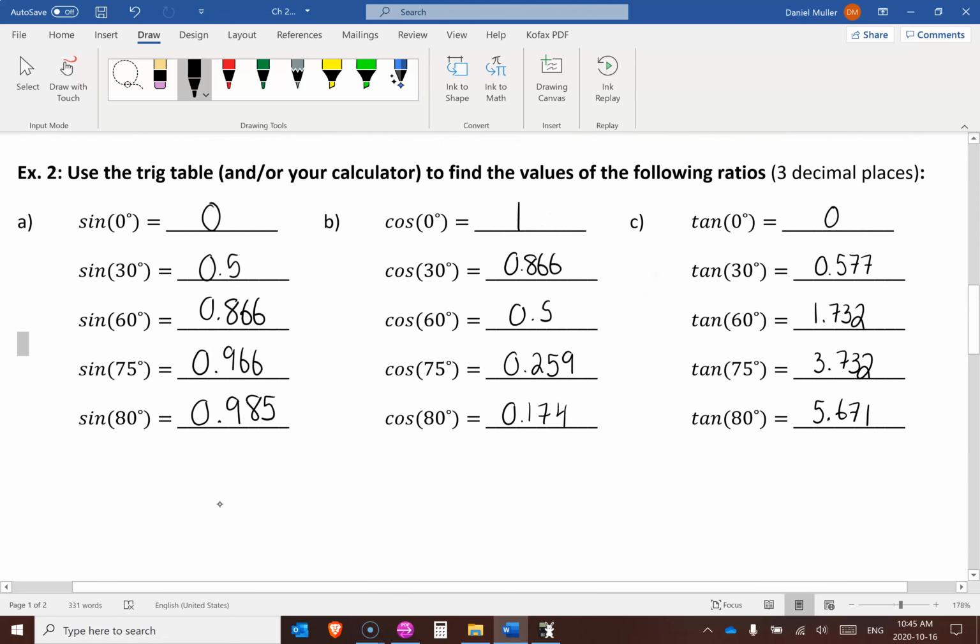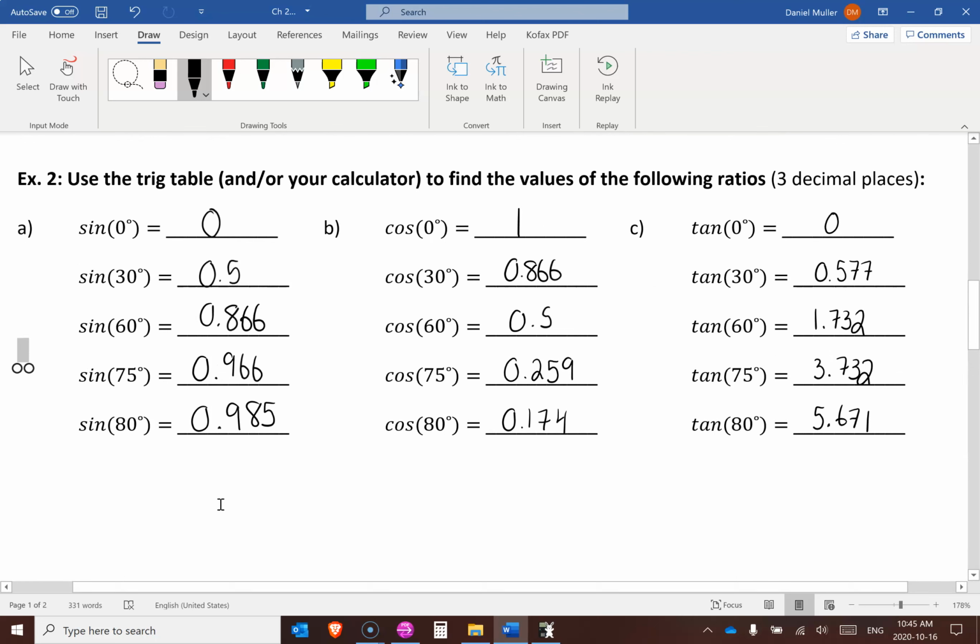Okay. So that's it for that. This is a really short video. The next stuff will be actually using the triangle, SOHCAHTOA, and whatnot to solve some questions.